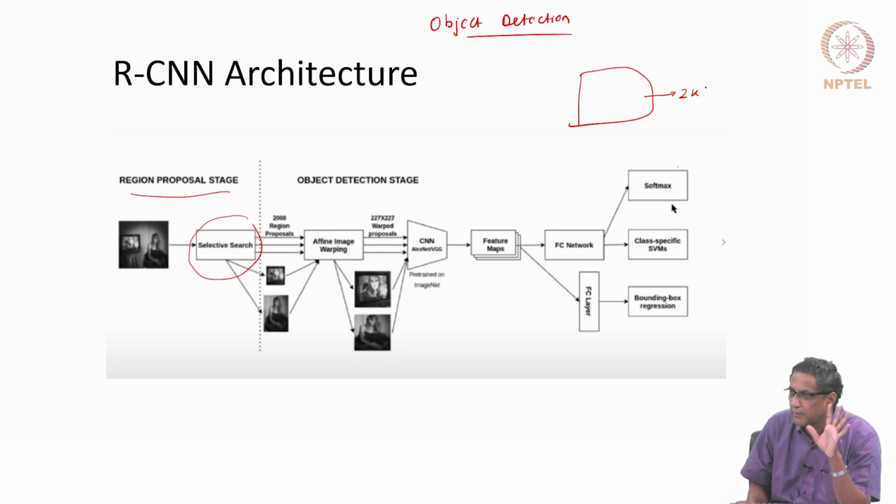These proposals come in various shapes. They are not uniform. Some could be square, some could be rectangle, some could be like this, but they are all actually rectangles of different shapes and sizes.